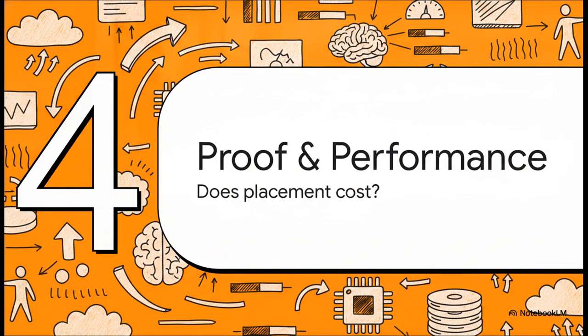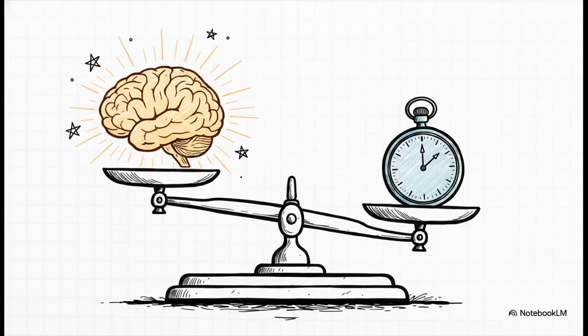Section 4. Proof and performance. So you might be wondering, with all this clever streaming, caching, and shuffling around between disks and RAM, does this placement strategy cost us any of the model's actual intelligence? The answer is a rigorous, mathematically proven no.